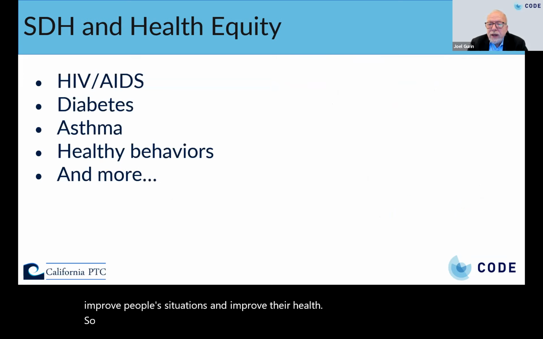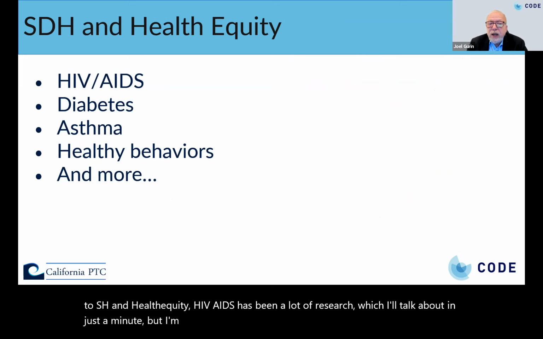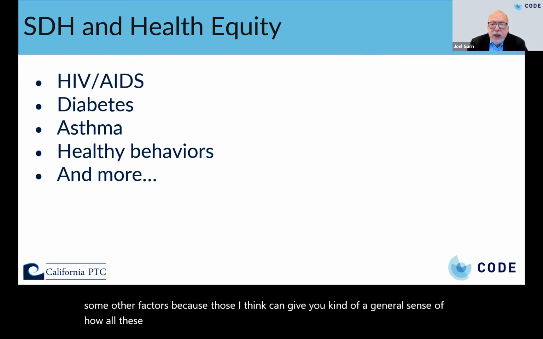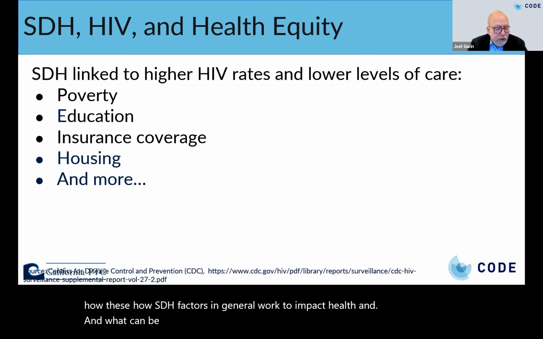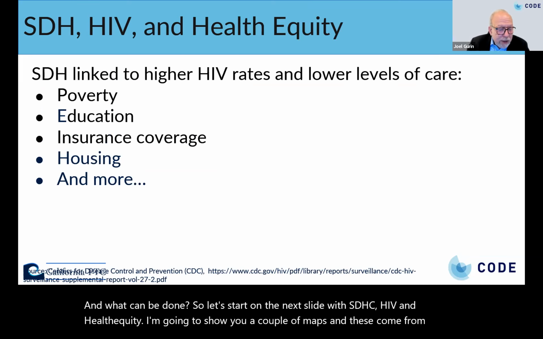So if you look now at the kinds of health issues that have been studied with regard to SDH and health equity, HIV/AIDS has had a lot of research, which I'll talk about in just a minute. But I'm also going to talk a little bit about diabetes, asthma, and some other factors, because those, I think, can give you a general sense of how SDH factors in general work to impact health and what can be done. So let's start on the next slide with SDH, HIV, and health equity. I'm going to show you a couple of maps, and these come from California PTC.